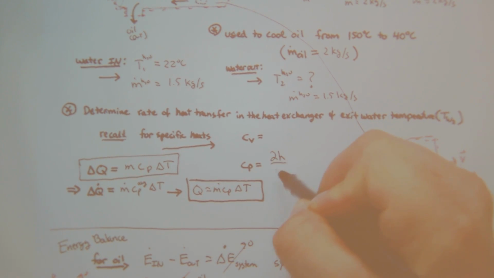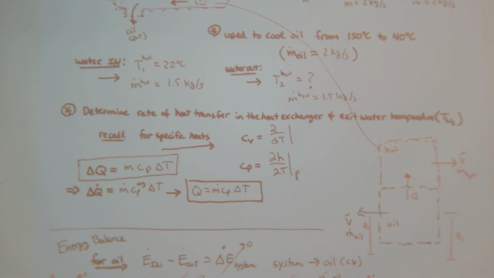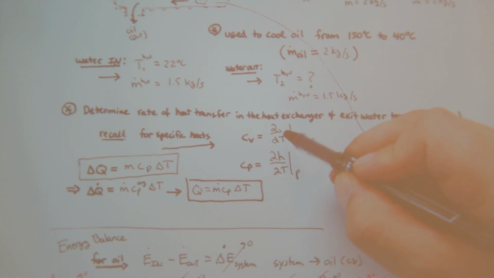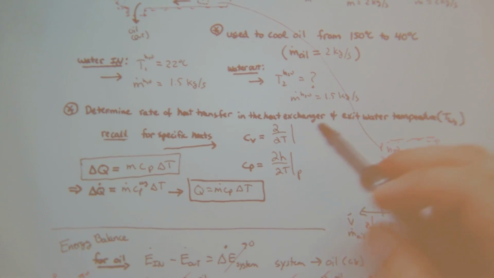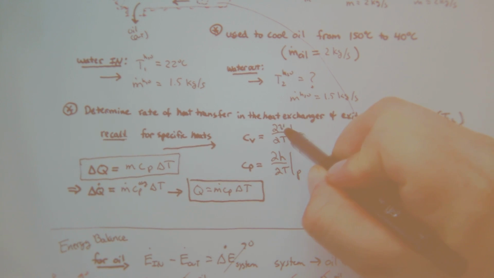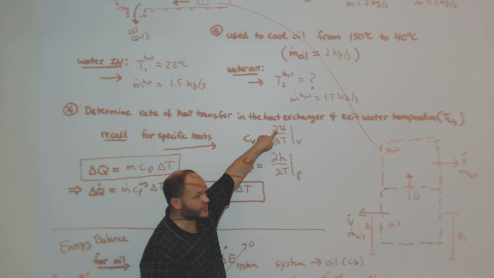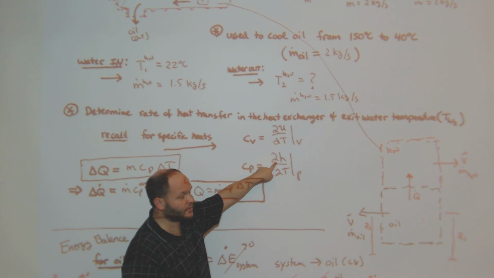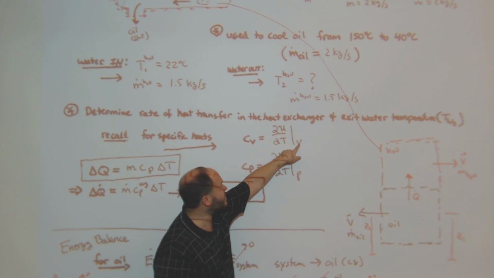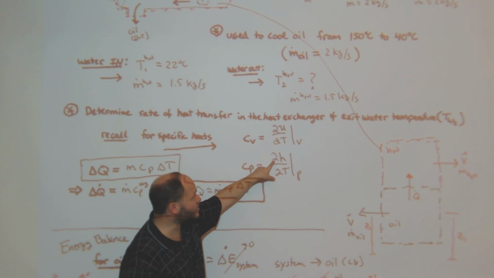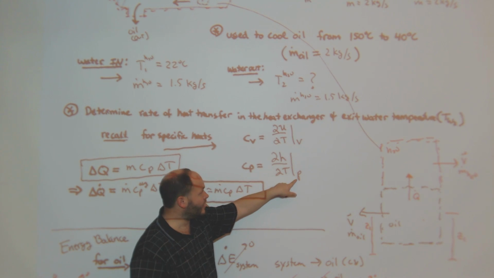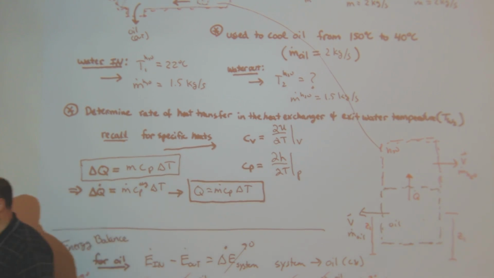So partial H, partial T at constant pressure. What do I have to do to fill in the heat capacity at constant volume? What is this? What's that? U at constant volume. So one's the partial of internal energy and one's the partial of enthalpy. So partial U with respect to T at constant volume is the heat capacity at constant volume. Partial H with respect to temperature at constant pressure is the heat capacity at constant pressure.